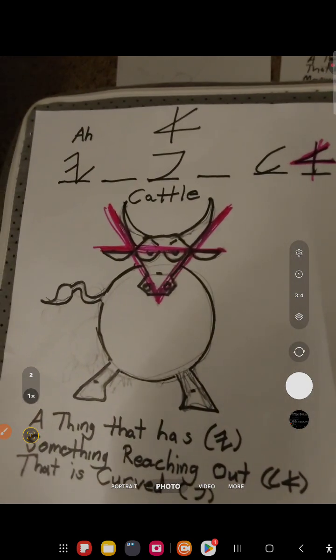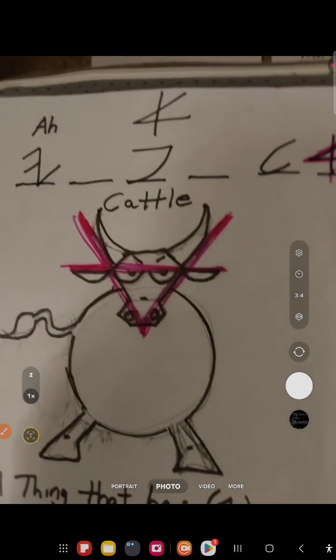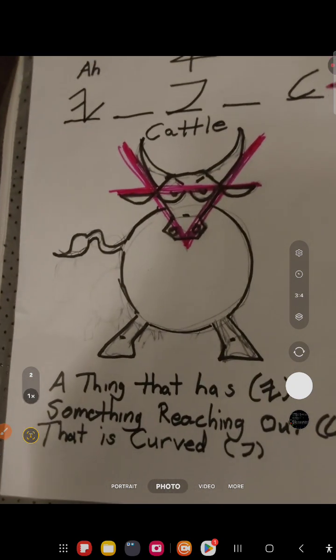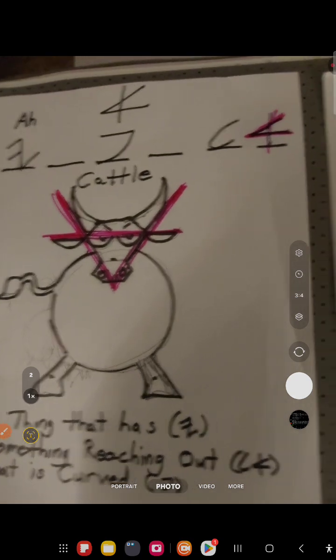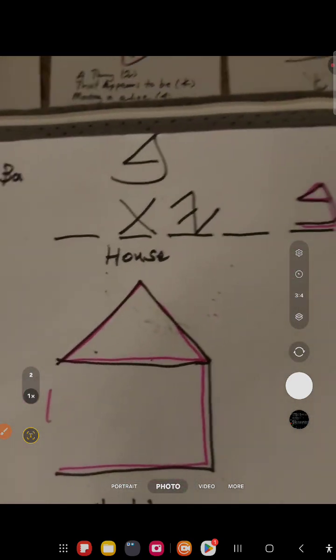Okay, so moving on from there. So ah, as in all paya, that's where ah comes from. So it means a thing that has something reaching out, okay, horns, that is curved, okay? So that's referring to the bull's horns.